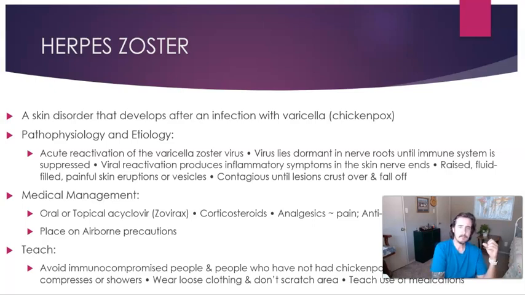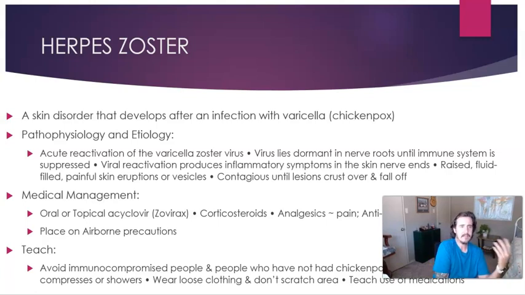A lot of people will have an acute reactivation of the varicella zoster virus. That's where shingles comes from. So if you had chickenpox as a kid, it lies dormant for a long time in that nerve root. And then one day, bam, it pops up, and there you go. You start ending up with these painful lesions that are typically around the nerve ends, on your back, things of that nature.